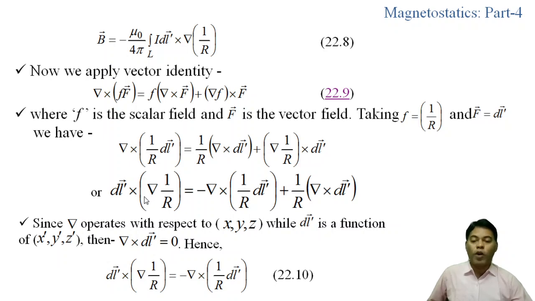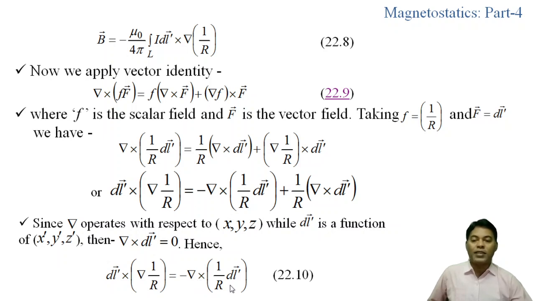So finally what we get is dl prime cross grad into 1 by r equals minus of grad cross 1 by r dl prime. Now you see that in expression 22.8, the current I is a constant current, so we can take it outside of the integration. So B equals minus mu I by 4 pi, line integral of dl prime cross grad into 1 by r. So this term can be replaced by this expression.